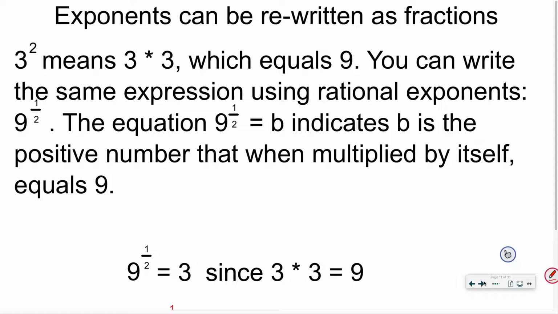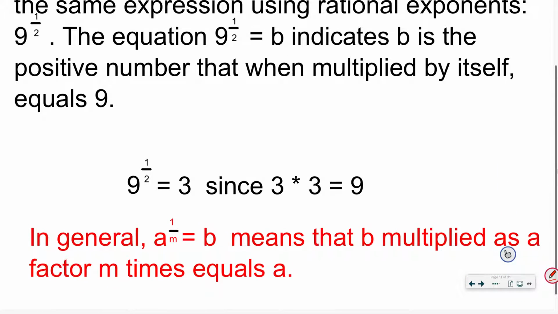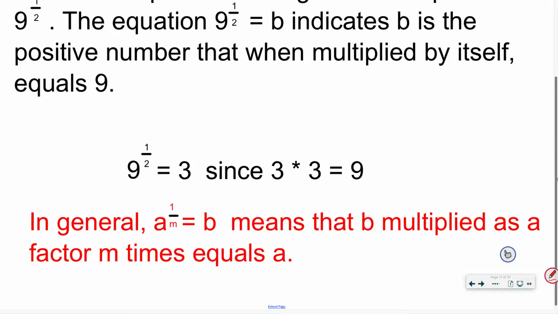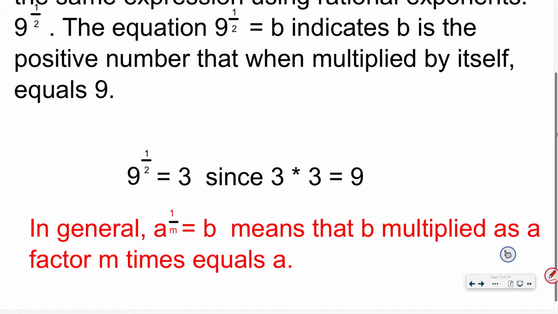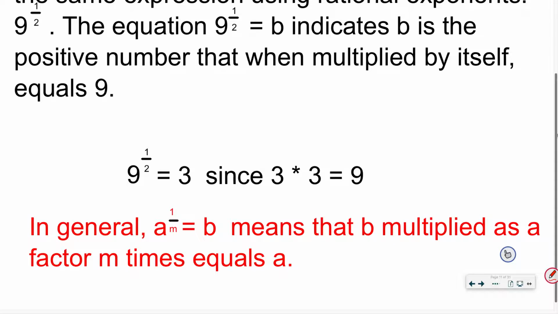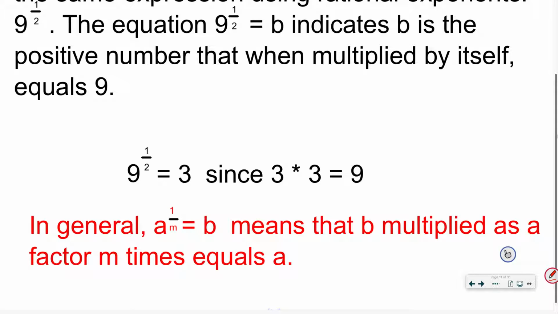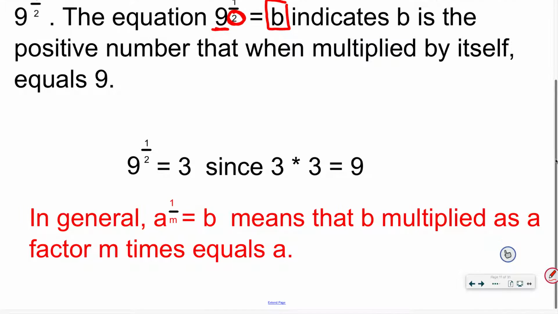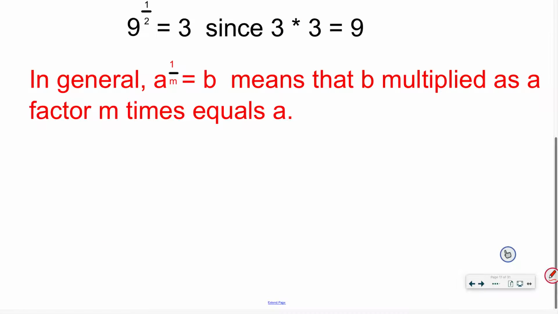So we can write the same expression using a rational exponent. 9 to the 1/2 power, and this is stuff that you'll add to your notes because this is new. So the equation 9 to the 1/2 equals b indicates b is the number that when I multiply it by itself this many times will give me 9. So we'll go through what that actually means here, because this is a property.